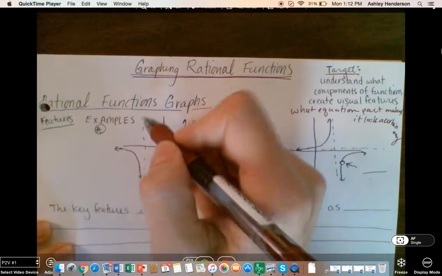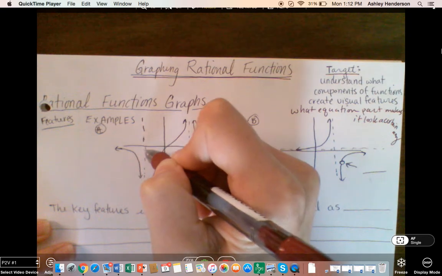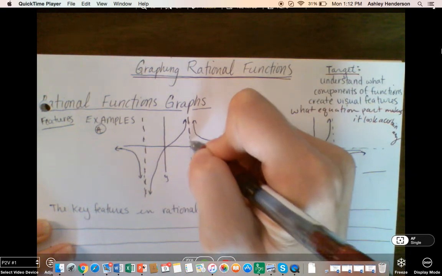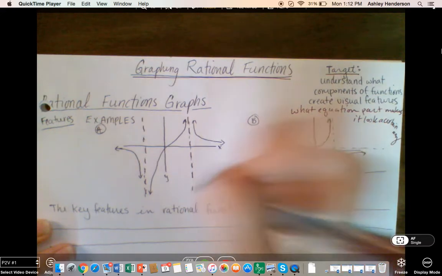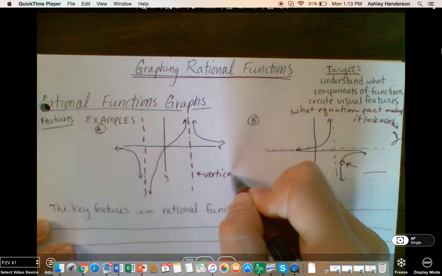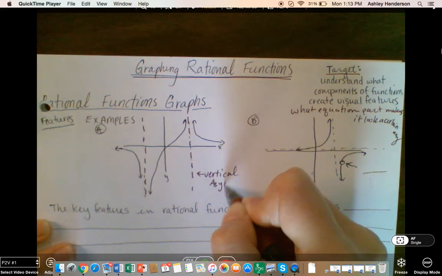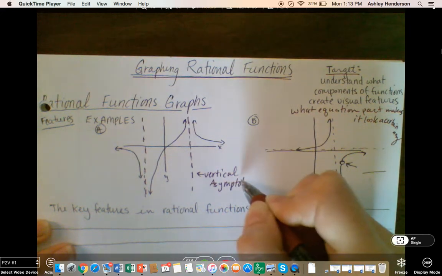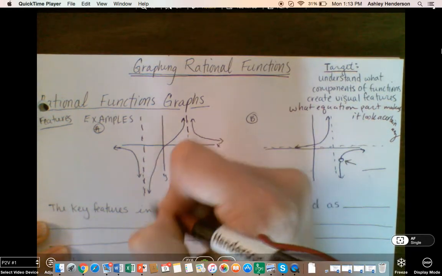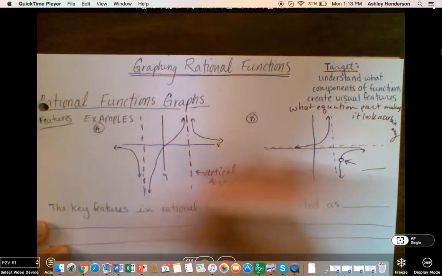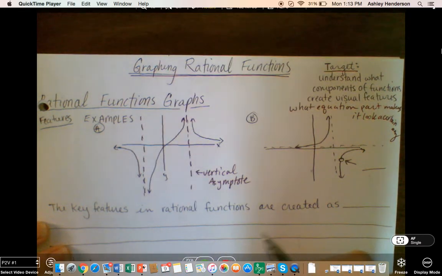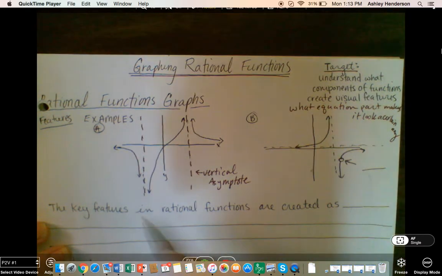So we've got a couple. This right here, these dashed lines, these are indicative of what is referred to as a vertical asymptote. It's a cool word, right? Vertical asymptotes. So vertical asymptotes are caused by that division by 0, or trying to divide by 0.